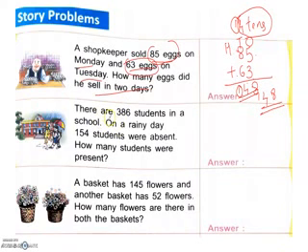Now we can see another example. There are 386 students in a school. On a rainy day, 154 students were absent. Absent means they were not there. How many students were present on that day? From 386 students, 154 are removed. If we remove the absent students, 154, we will get the number of present students.